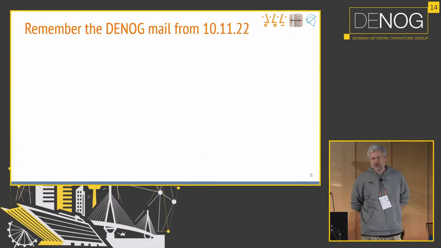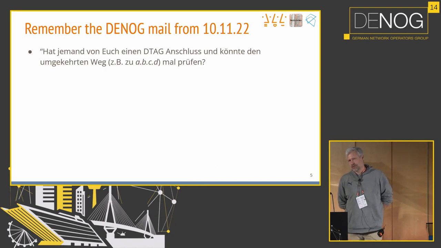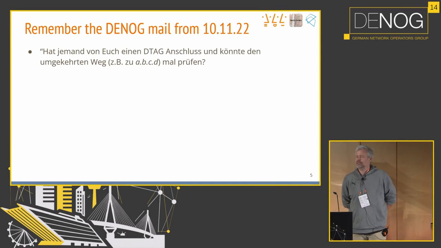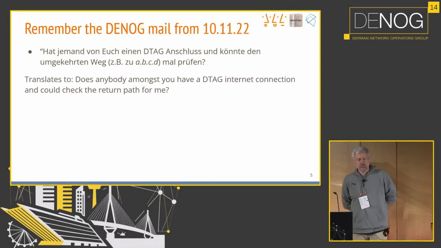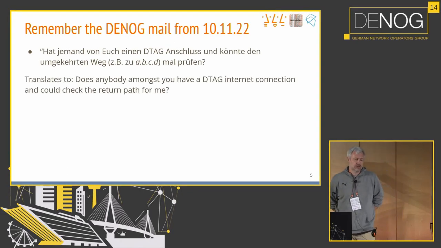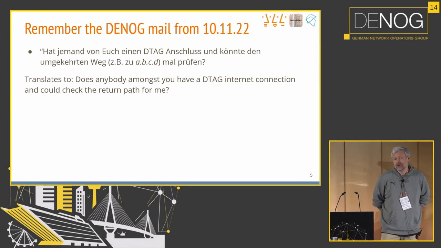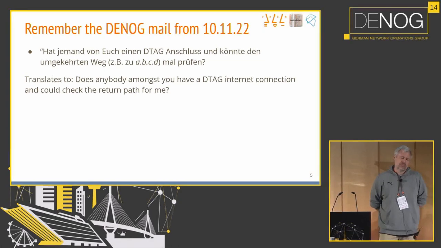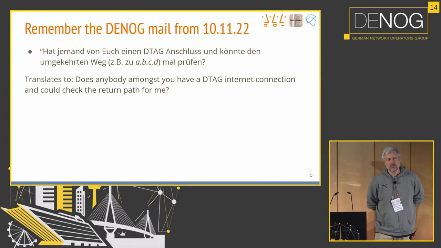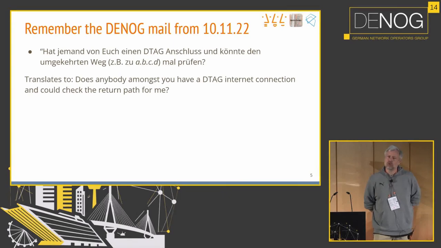So remember that mail I talked about? Here's the exact quote. I'm sorry, it's in German, but it's a quote. "Hat jemand von euch einen DTAC-Anschluss und könnte den umgekehrten Weg zu [anonymized IP address] mal prüfen", which translates to: does anybody amongst you have a DTAC internet connection and could check the return path for me? If you're in this room, you can always correct me, but I assume this person knows that the traceroute output alone won't give them ground truth. There's something clearly wrong, this person has experienced something going wrong, and suspects a certain link between two providers, but can't really tell from traceroute output alone.